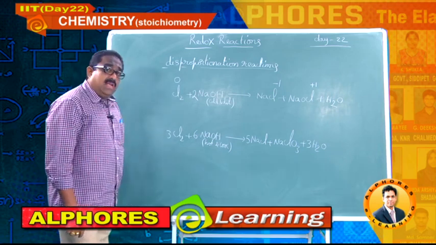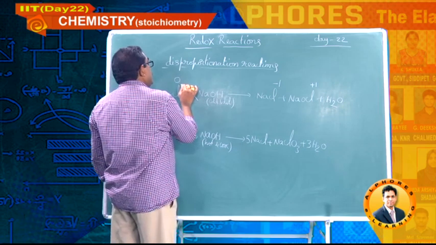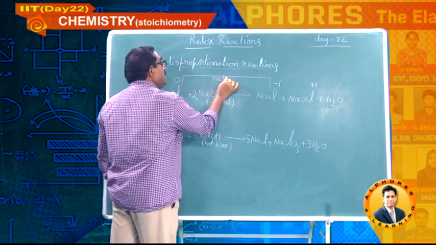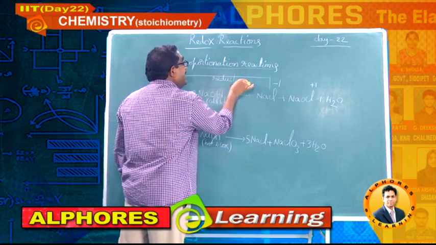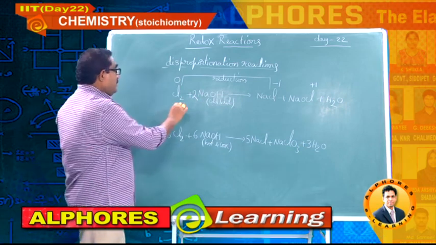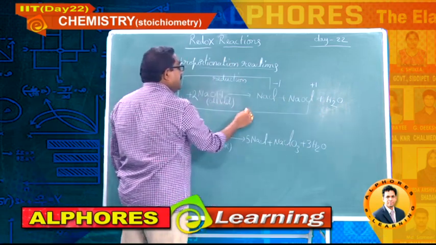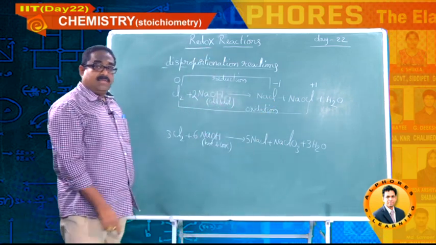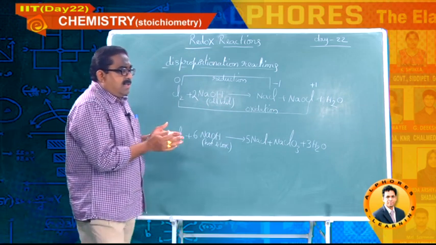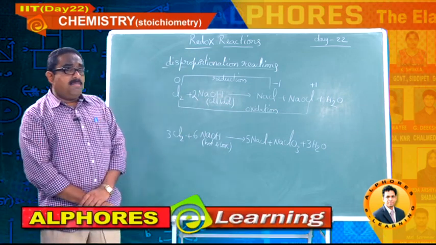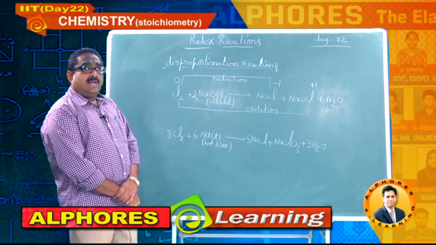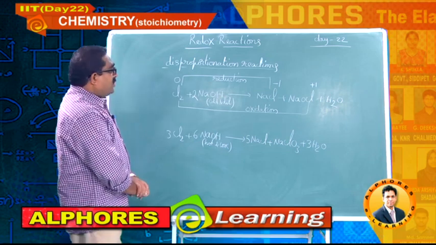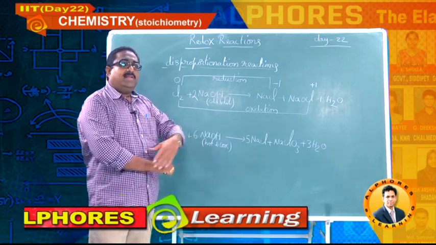If you observe carefully, 0 to -1 is a decrease in oxidation number, so you can name that reaction as reduction. At the same time, 0 to +1 is increasing, so you have to call this chemical reaction as oxidation. In the previous session we have discussed some examples of redox reactions. In all those examples, one element is undergoing oxidation and the other element is undergoing reduction.